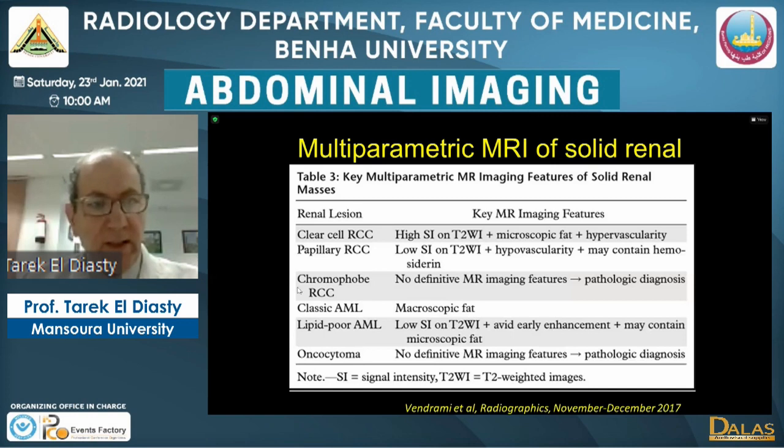There is no specific imaging feature of chromophobe and oncocytoma. It needs further evaluation. Oncocytoma and chromophobe renal cell carcinoma have similar imaging features. The classic angiomyolipoma has macroscopic fat and shows a drop of signal on T1-weighted fat-saturated images. The lipid-poor angiomyolipoma has low signal on T2 like the papillary cell and may contain microscopic fat, but it shows avid early enhancement compared to the papillary.